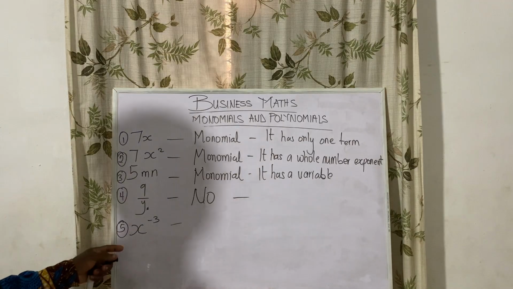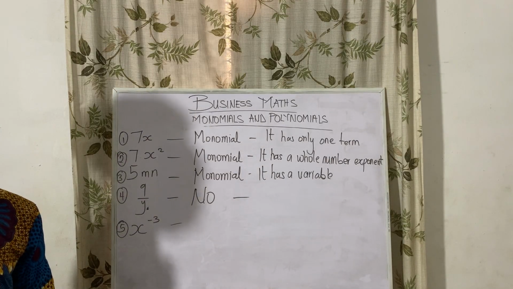Now let's look at the last one. We have x exponent -3.